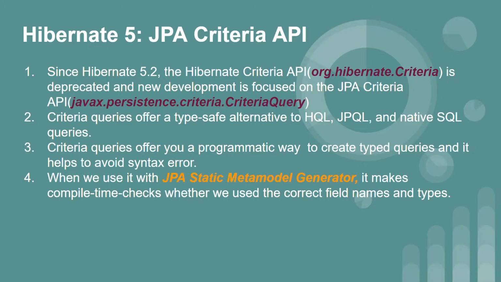When we use this API with the JPA static metamodel generator, it makes compile time checks whether we use the correct field names and types or not. So what is this JPA static metamodel generator? How will we configure it and how are we going to use it with the new JPA Criteria API? We will look at all these things in our coming slides.